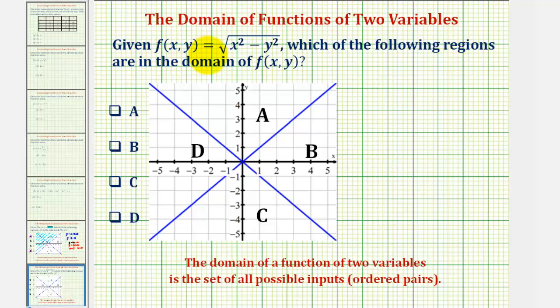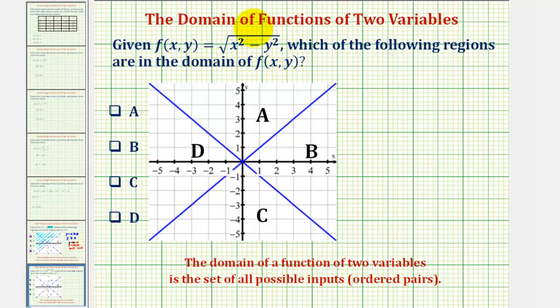Given f(x, y) equals the square root of the quantity x squared minus y squared, which of the following regions are in the domain of f(x, y)? The domain of a function of two variables is the set of all possible inputs, or all possible ordered pairs. So in this case, it'd be all possible values of x and y.